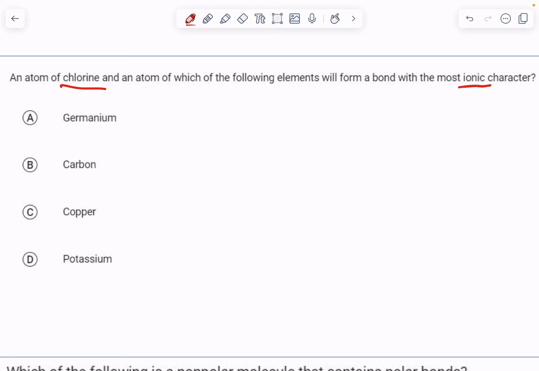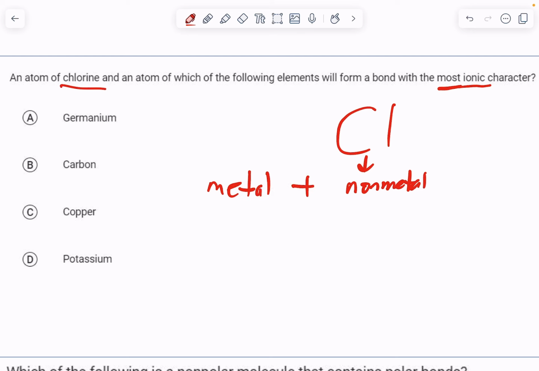Okay, so we have chlorine, and chlorine is a non-metal. It sits in that top right of the periodic table. And we are looking for something that is most ionic, which means when we want an ionic bond, we need some sort of metal atom to bond with it. So metal plus non-metal makes ionic. And when it says most, it means it's going to be the most metallic in nature, which means it's going to be farther to the left on the periodic table.